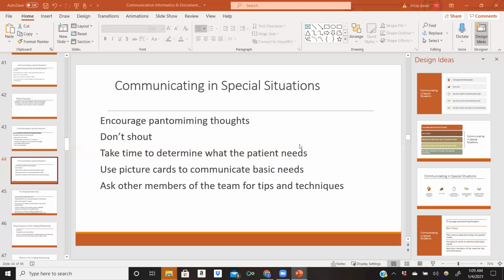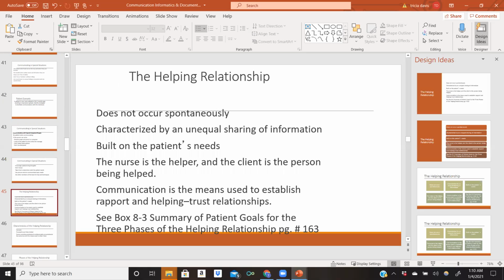Take time to really determine what the patient's needs are, even if you have to be there for a couple of minutes. Use picture cards to communicate basic needs, and then ask other members of the team for tips and techniques. So maybe there's a nurse working today that took care of this patient yesterday. You can ask her, hey, what was going on with Mrs. Jones? She keeps saying this. Do you have any idea what that means? So going to other people that are familiar with the patient can really help shed light on what's going on with your patient.